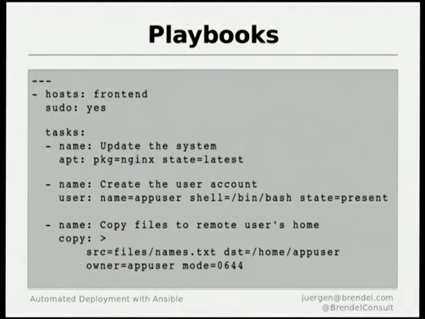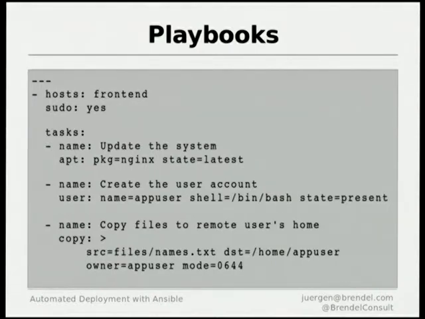Underneath it says apt. That is the module that I want Ansible to use, the apt module. Install Nginx, or rather, make sure Nginx is at the latest release. Right? I'm not telling it to install it. I'm just saying make sure it is there and it's the latest release. Also, make sure that this user there, app user, is present.